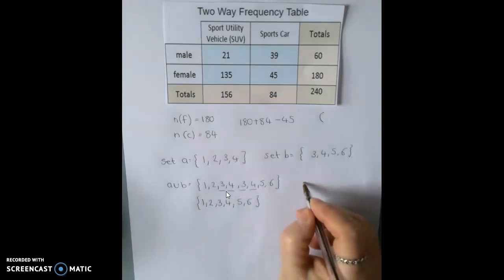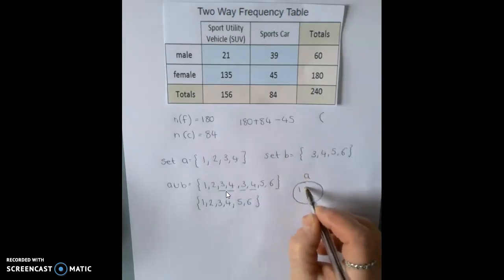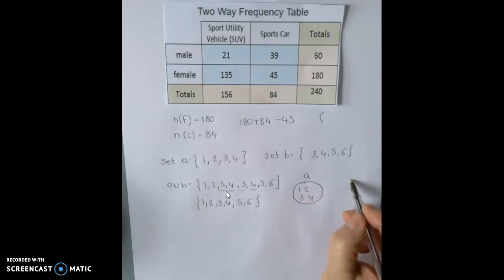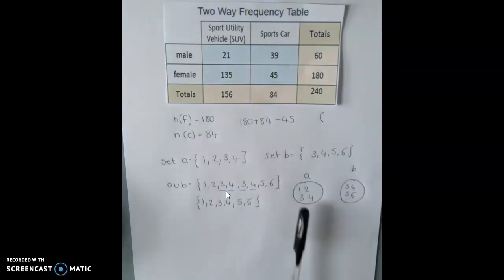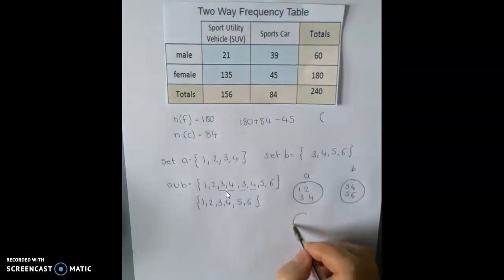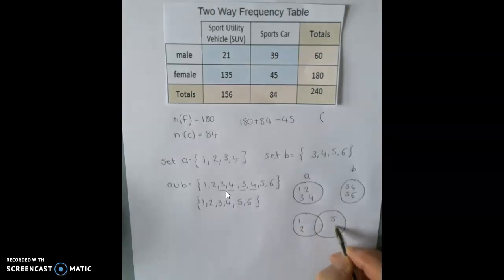And if you imagine this on the Venn diagram, we have set A here, which has got numbers 1, 2, 3 and 4 in it. And we have set B here, which has got 3, 4, 5 and 6. If we wanted to say, well, what numbers appear in both sets? We'd have 1 and 2 left here, 5 and 6 left here, and 3 and 4 appear in both sets. But we don't write 2 3s in here, and we don't write 2 4s in there.